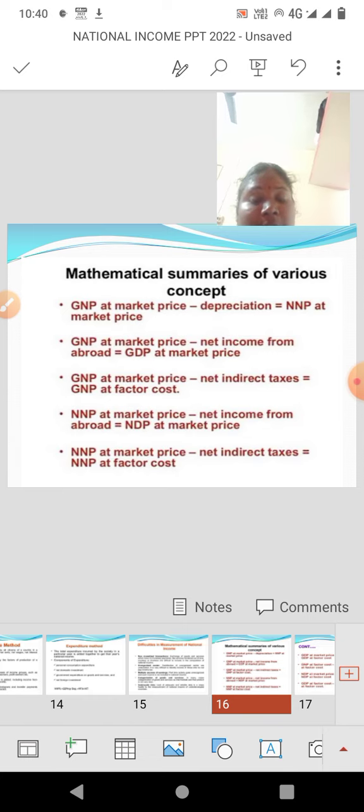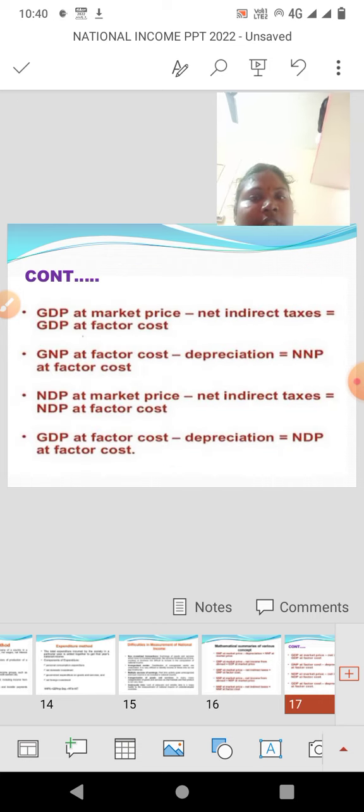NNP at market price minus net income from abroad is called NDP at market price. Another one is NNP at market price minus net indirect taxes equals NNP at factor cost. GDP at market price minus net indirect taxes equals GDP at factor cost. Another one is GNP at factor cost minus depreciation equals NNP at factor cost. Another one is NDP at market price minus net indirect taxes equals NDP at factor cost.